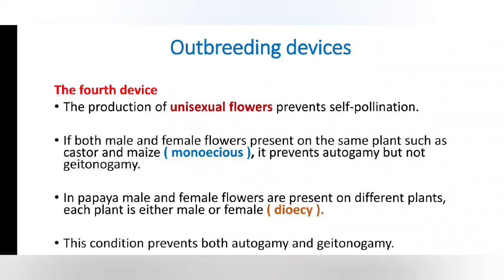geitonogamy. In papaya, male and female flowers are present on different plants. So each plant is either male or female. In other words, each plant is either staminate or pistillate, that is dioecy. This dioecy condition prevents both autogamy and geitonogamy.